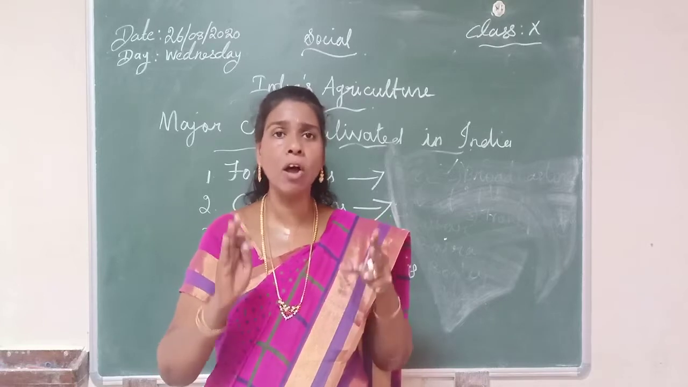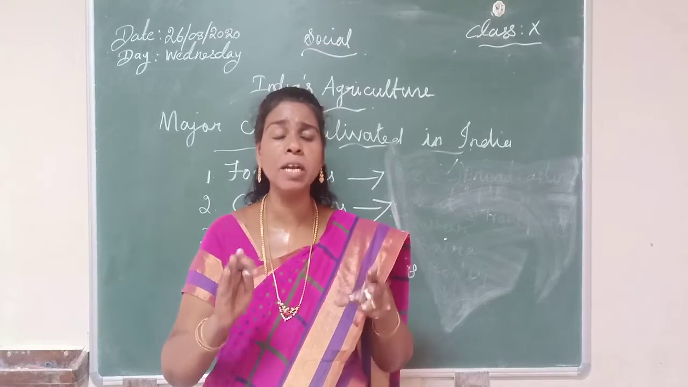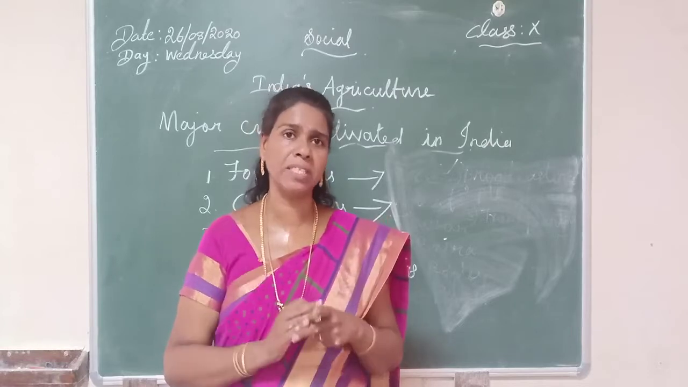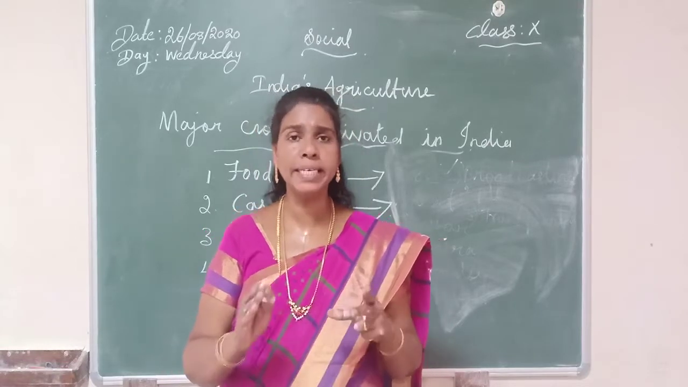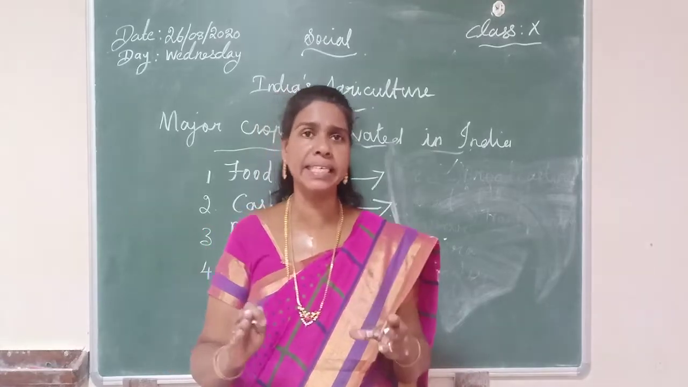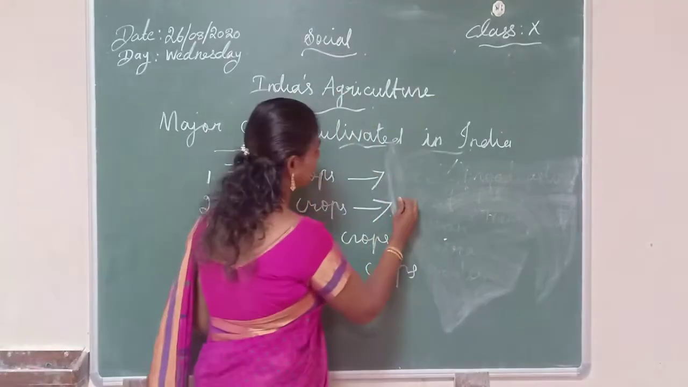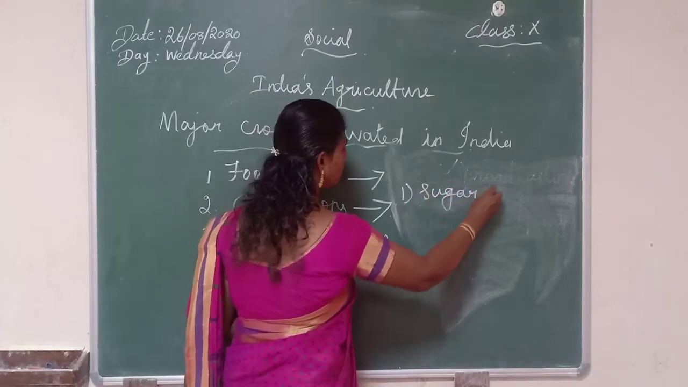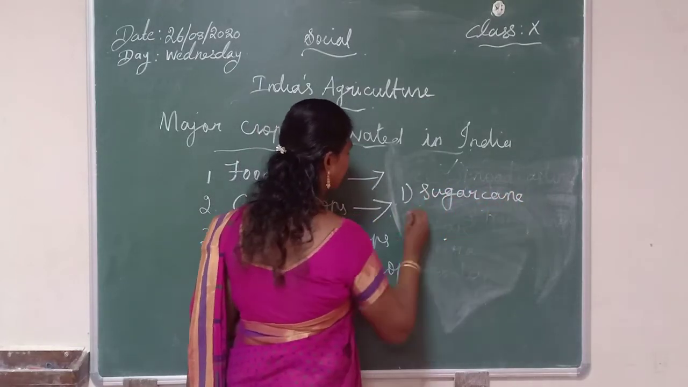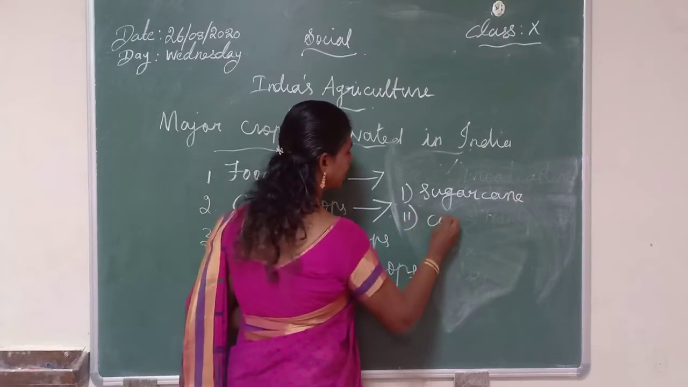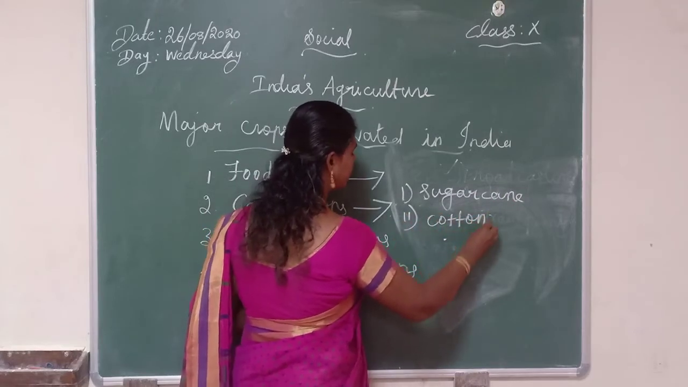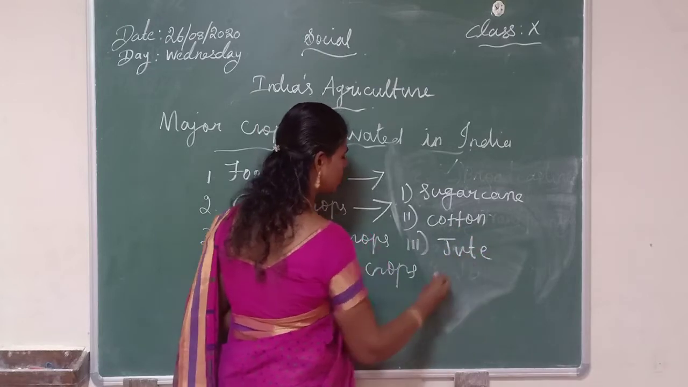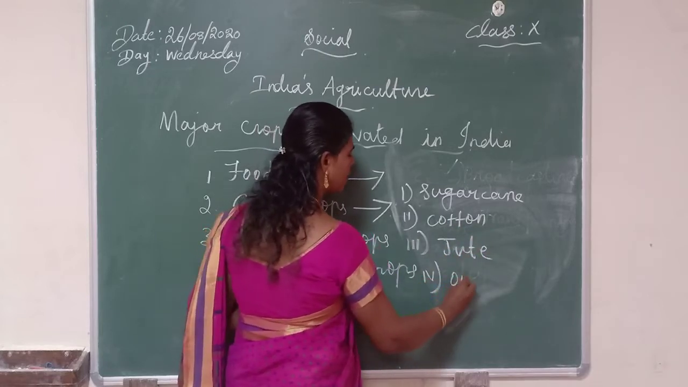That means the crops cultivated for commercial purposes are called cash crops. The main cash crops are sugarcane, cotton, jute and oil seeds. The first one is sugarcane. Second one is cotton. The third one is jute. And the fourth one is oil seeds.